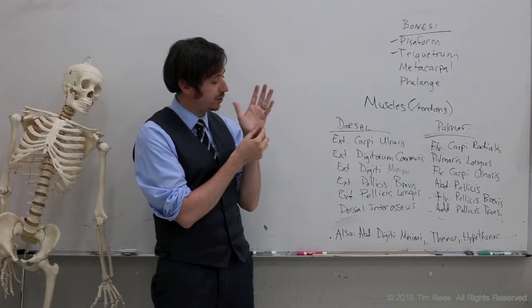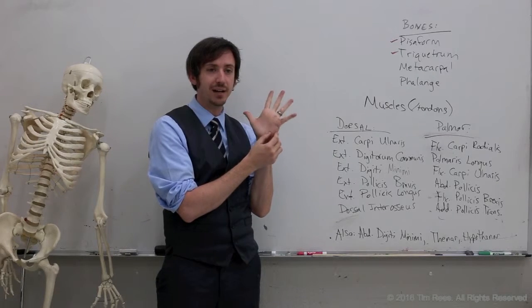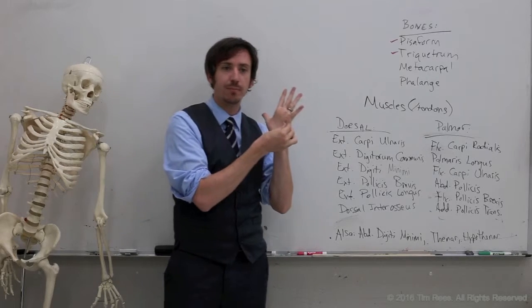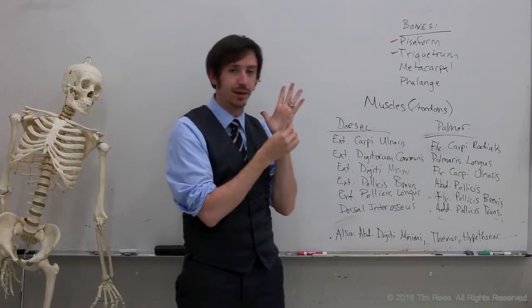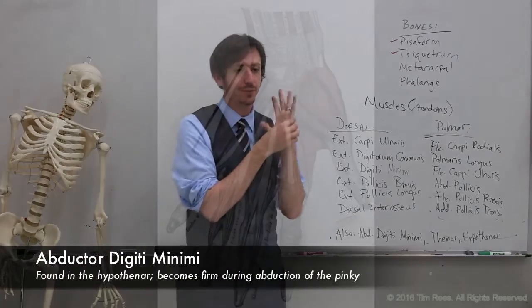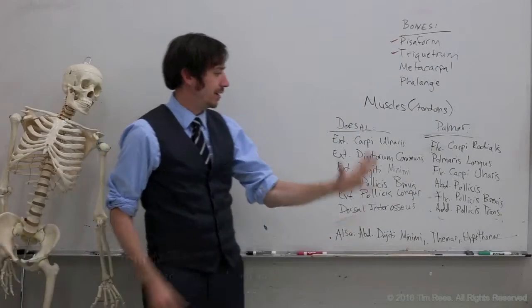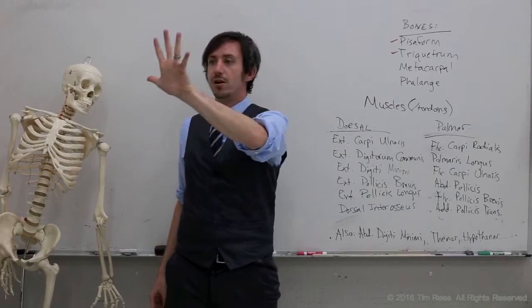hypothenar. And so when you extend, or when you pull away, when you abduct your little pinky, you'll notice a bulging, firm muscle right on the outside of the hypothenar. That's the abductor digiti minimi. So it tenses here and it pulls the little finger away from the hand. So when we operate our abductor digiti minimi and our abductor pollicis, we pull our fingers far, far apart.